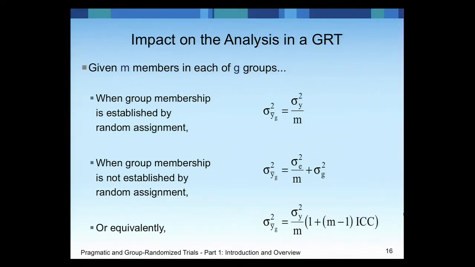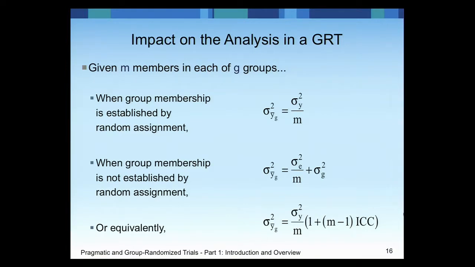And so the expression is a little bit different than it was at the top. We can rewrite that middle expression as shown at the bottom of slide 16. The variance of the group mean is sigma squared y divided by m, the usual variance of the group mean, multiplied by a parenthetical expression which includes m, the number of observations per group, and the interclass correlation, ICC. 1 plus m minus 1 times the ICC is sometimes called the variance inflation factor, sometimes called a design effect.